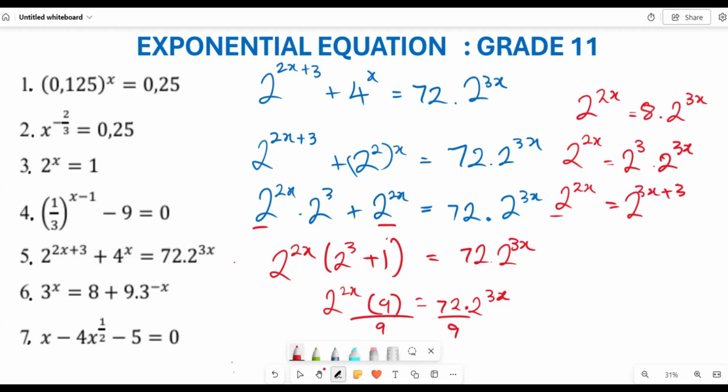Now that the bases are the same, we can drop them, right? So if we drop the base, what is it that you're going to end up having here? This is same as 2x equals 3x plus 3. Are we all fine?